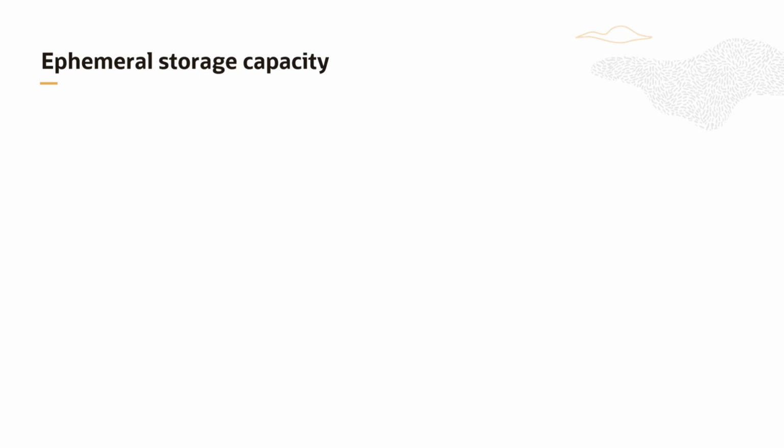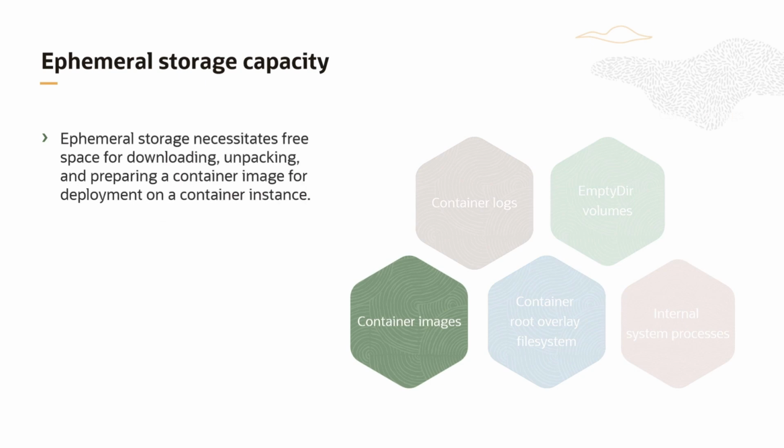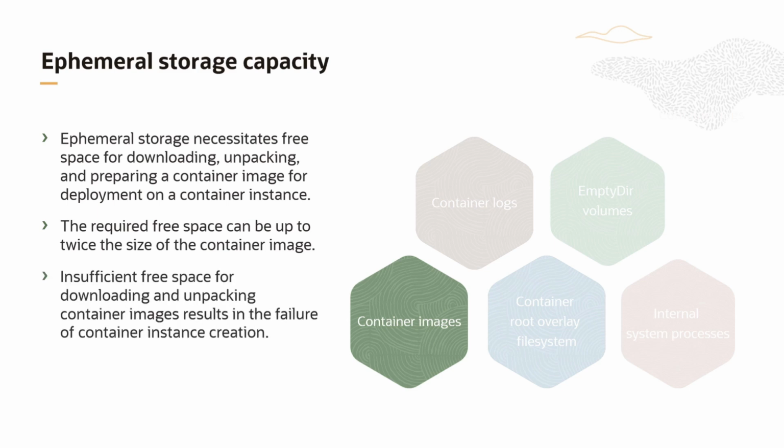Ephemeral storage capacity plays a critical role in supporting various resources within container instances. Let's explore the key components that consume ephemeral storage. Starting with container images. Firstly, container images utilize ephemeral storage to download, unpack, and prepare for deployment on a container instance. It is important to note that the amount of free space required can be up to twice the size of the container image. For example, with a default ephemeral storage capacity of 15 GB, container images should ideally be less than 7.5 GB to ensure successful deployment. If there's insufficient free space, the creation of a container instance may fail.